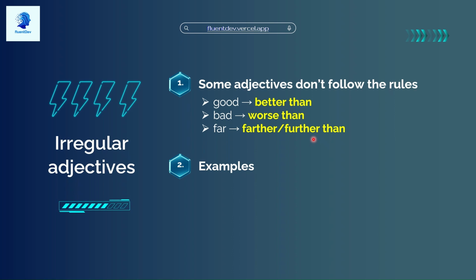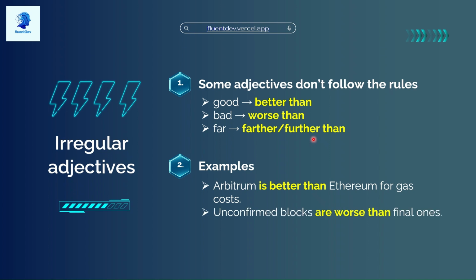Let's see how these irregular adjectives will look in some example comparative sentences. The first one is, Arbitrum is better than Ethereum for gas costs. Unconfirmed blocks are worse than final ones. Remember, we're just making some example sentences here. Whenever we want to get a little bit more technical, some of these sentences might be longer or more complex, but the structure of the comparatives will be the same. And layer 2 solutions go further than basic scaling.